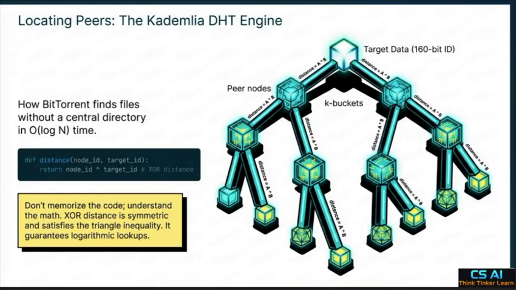But how do you find a needle in a global haystack without a central directory? That's the job of the DHT engine. Instead of asking a server, where is this file? Nodes use XOR distance math. Every node and piece of data has a 160-bit ID. The distance isn't geographical, it's a mathematical relationship between bits. This ensures you can locate any peer or file in O(log n) hops, meaning even with millions of users, you're only ever a few jumps away from your target.